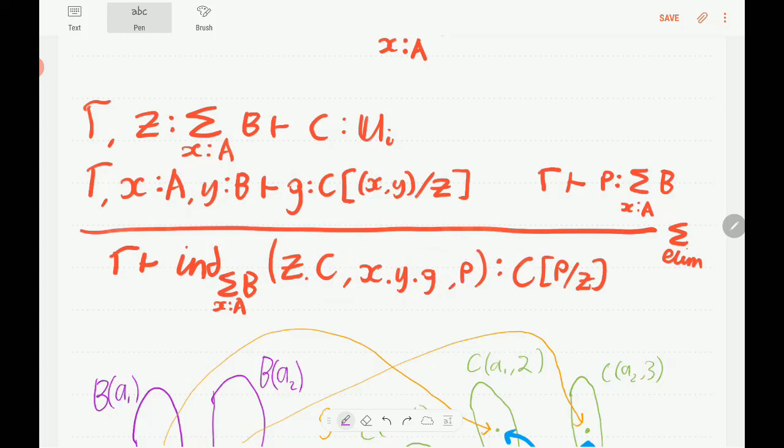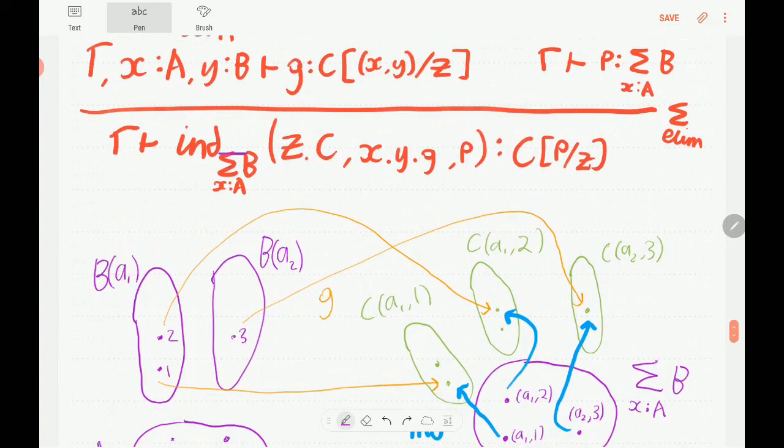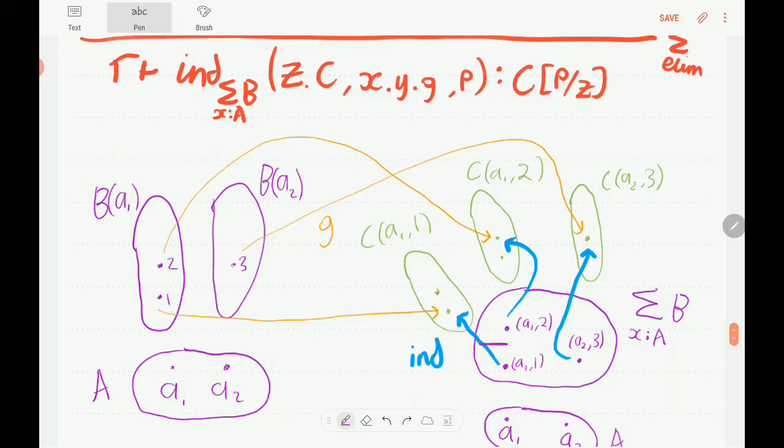Anyway, this is basically telling us that when we have this kind of function here, this G, which is defined by sending these values to these green types here, then there's a corresponding function which is called ind of sigma. It depends on Z and G, and it takes a P and sends it to C of P. And I've drawn this function here, this ind thing. I haven't labeled it fully, but it's this, with P being the input.